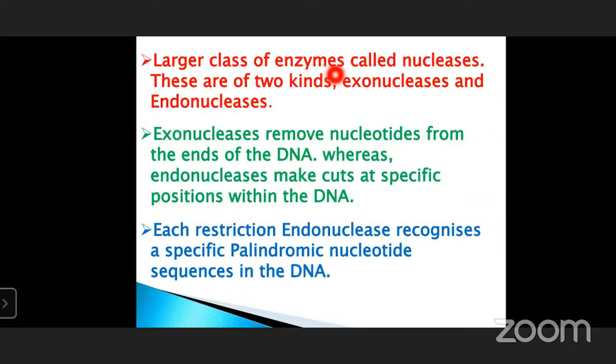There is a larger class of enzymes called nucleases. Nucleases means they act on nucleic acids. There are two kinds of nucleases, exonucleases as well as endonucleases. Exonucleases remove the nucleotides from the ends of the DNA molecule.